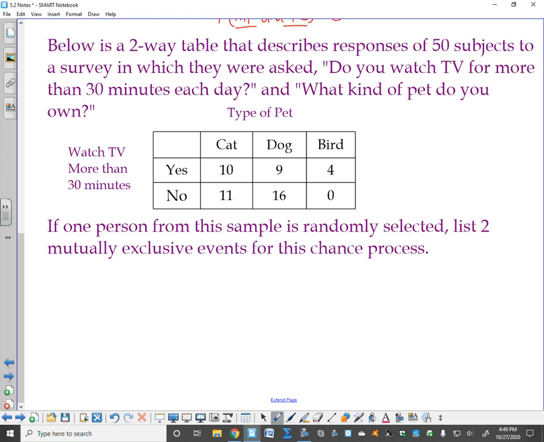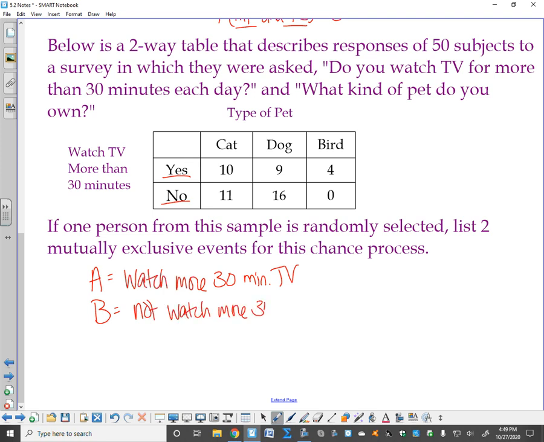Well, if I ask a person, do you watch more than 30 minutes of TV? Then they cannot say yes and no to that question. It is one or the other. Those two events are mutually exclusive. So I'm going to say event A is watch more than 30 minutes of TV. And event B is not watch more than 30 minutes of TV.